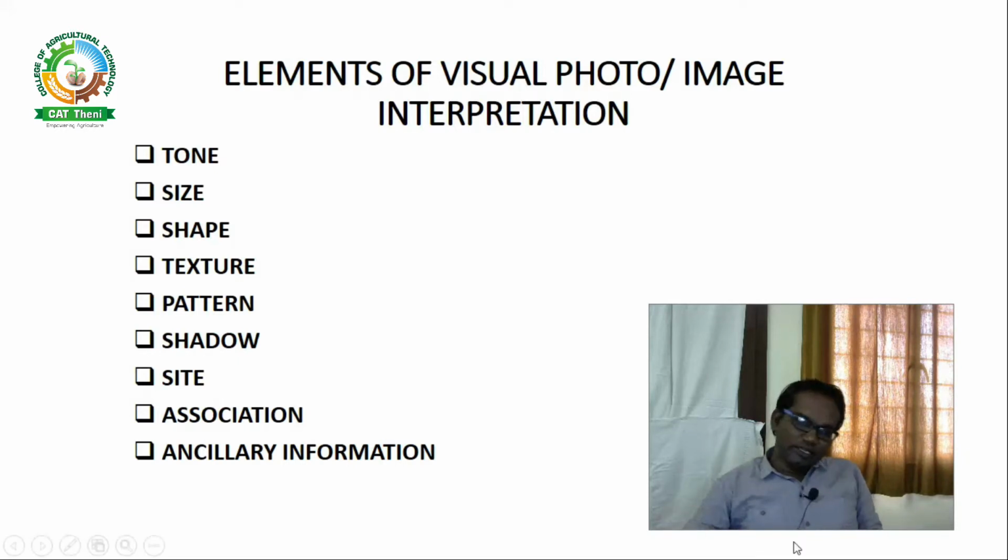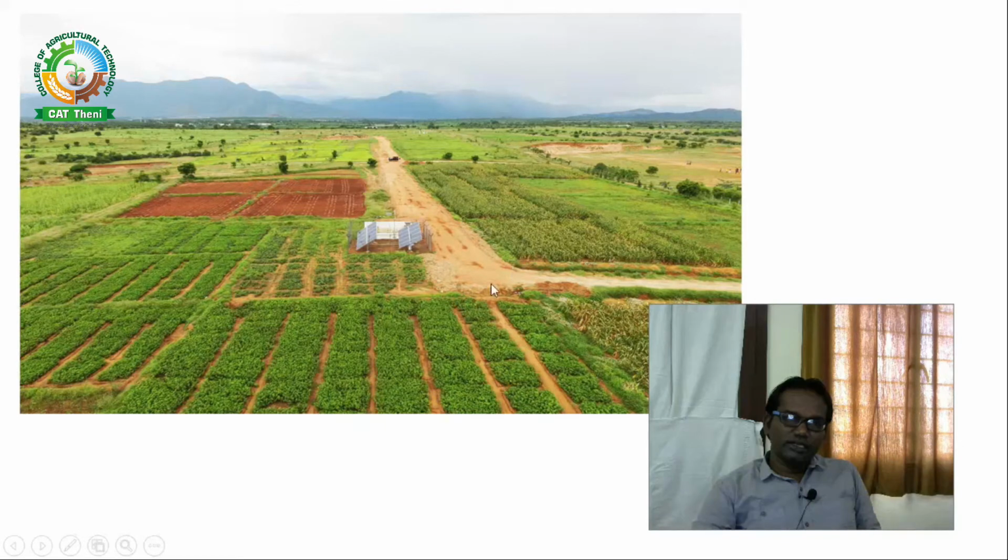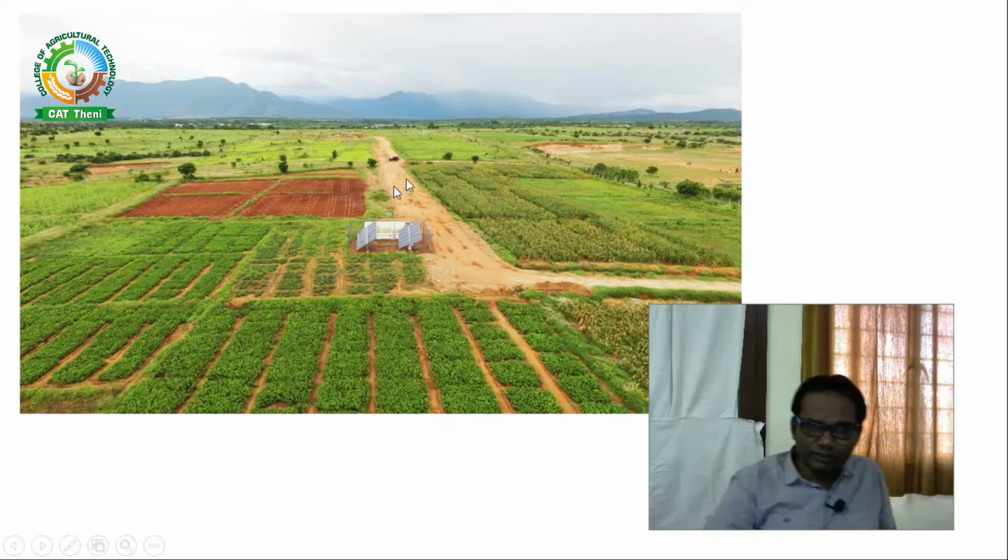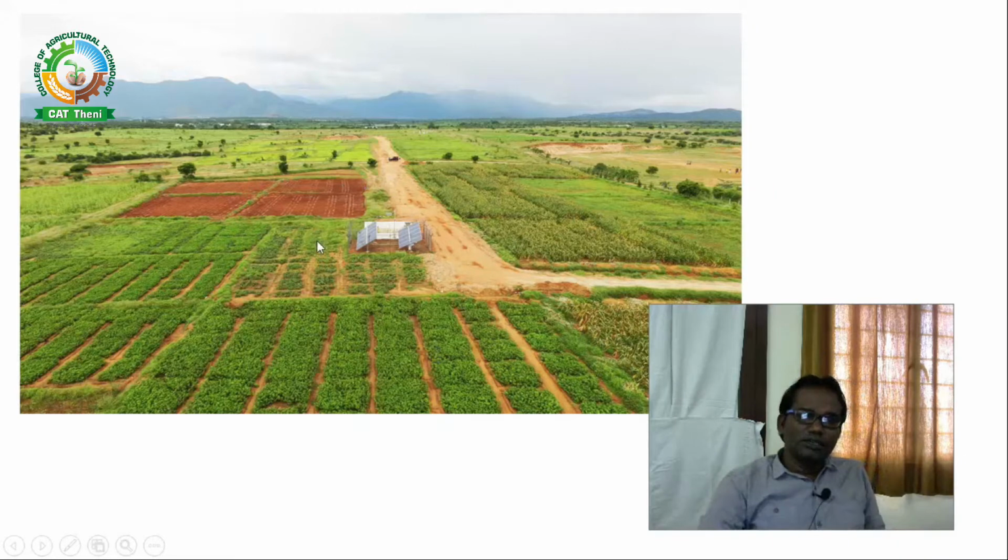That can be explained by a photo. You see the photo, tone, as I said, is the relative brightness or darkness of the color of the image. You see, this is also a soil and this is also a soil. It may be wetted. So the wet soil exhibits a dark tone, whereas the dry soil exhibits a light tone. So that is the tone. I hope you understood.